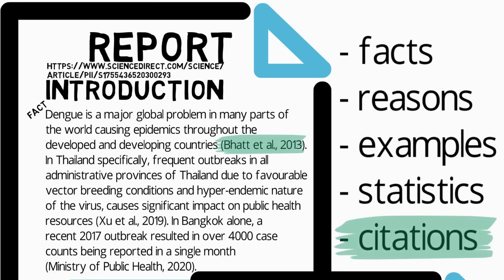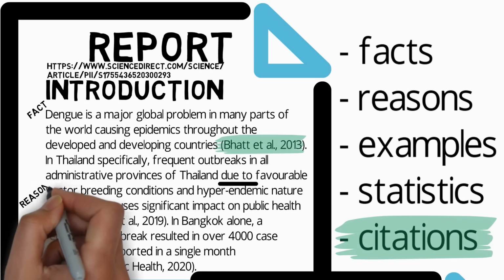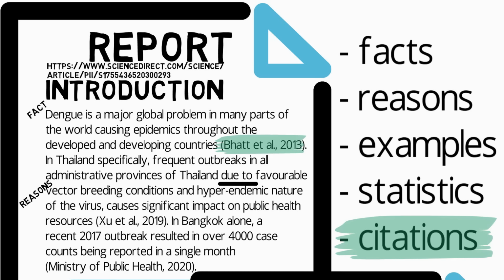2013. In Thailand specifically, frequent outbreaks in all administrative provinces of Thailand due to, so this is giving the reasons, vector breeding conditions and hyper-endemic nature of the virus. And this causes significant impact on public health resources. This is a fact. Again supported by a citation, Xu et al. 2019. In Bangkok alone, a recent 2017 outbreak resulted in over 4,000 case counts being reported in a single month. So that's a statistic, again supported by a citation, Ministry of Public Health, 2020.